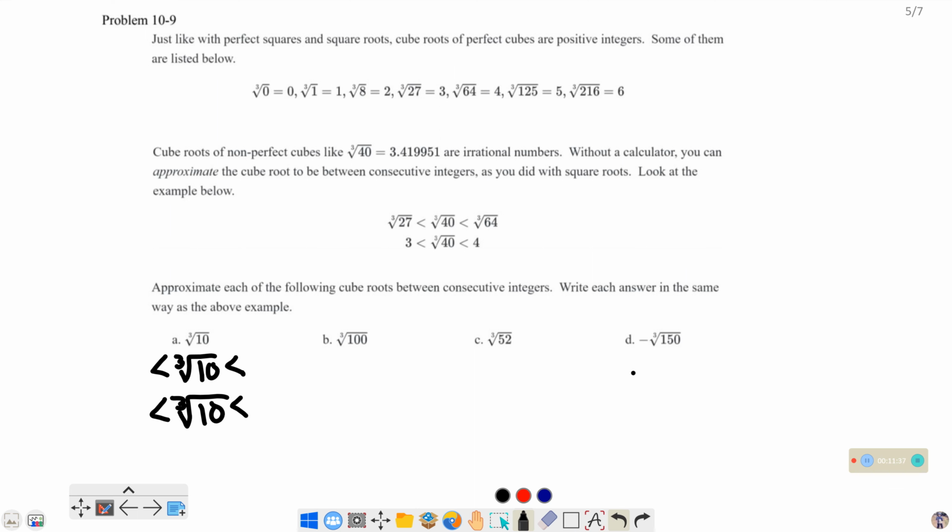So what we're going to do is look at our number line up above and decide, where is this number? Well, I know the number 10 is between here and here, because 10 is between 8 and 27. So I'm going to go ahead and record that on my paper. It's between the cube root of 8 and the cube root of 27. Notice 10 is between 8 and 27. So if it's between the cube root of 8 and the cube root of 27, I know that the cube root of 10 is between 2 and 3.